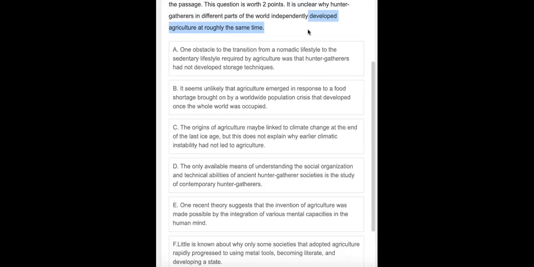So look for sentences that are going to be like, I don't really know. It's unclear. It's weird. It's strange. Why are they developing agriculture at the same time? We don't know. Okay.